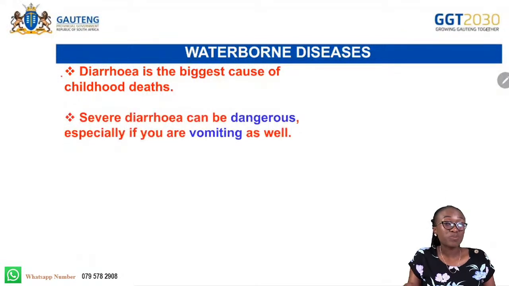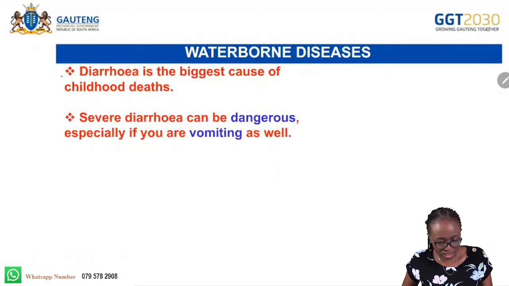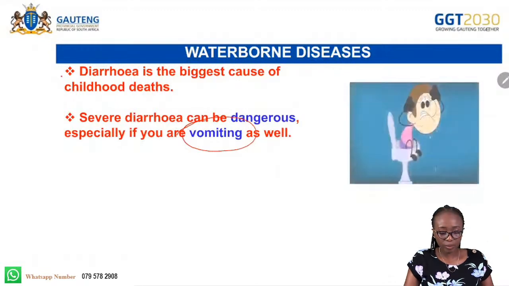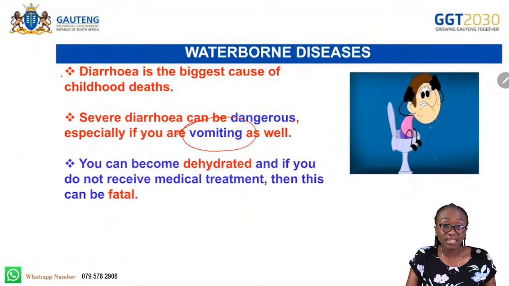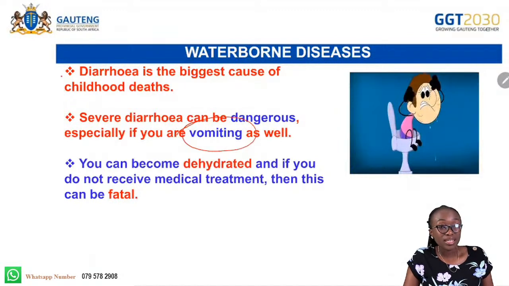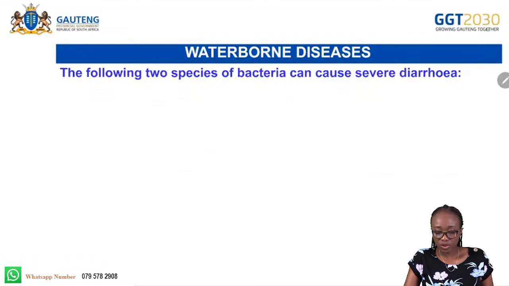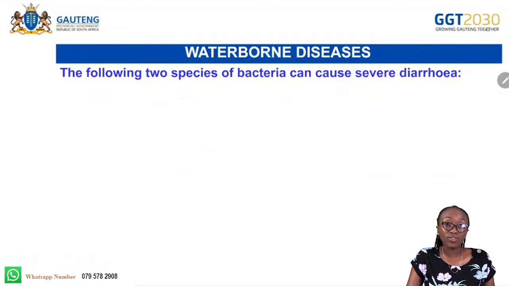Severe diarrhea can be dangerous, especially if you are vomiting as well. You can become dehydrated, which is a very dangerous thing. You can become dehydrated if you don't receive medical treatment immediately, because dehydration can be fatal. Now, two of the following species can cause severe diarrhea.